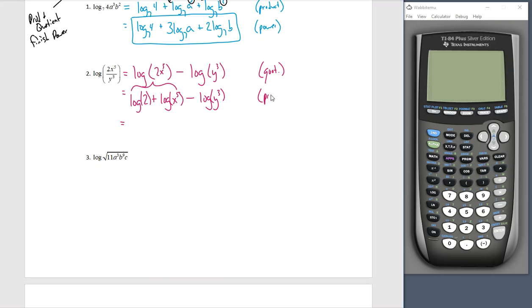I'm going to put here product. Now I'm going to use that power rule, and I'm going to take this 5 and put it in front. I'm going to take this 3, I'm going to put it in front as a coefficient, and we'll have log of 2 plus 5 log of x minus 3 log of y. This is our final answer.